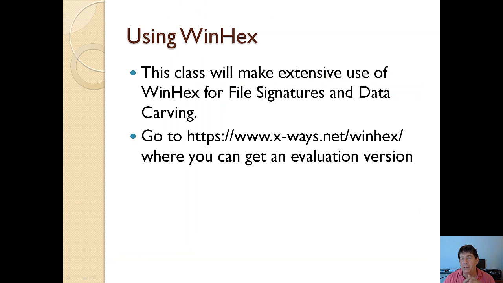So there's a file utility that is a commercial program, but there is an eval version that you can use. It's called WinHex, and this is what we're going to be using. We're going to use this a lot in this course for looking for file signatures and doing data carving. So just go to x-ways.net/WinHex and you can download it.